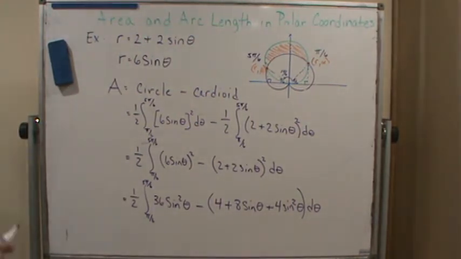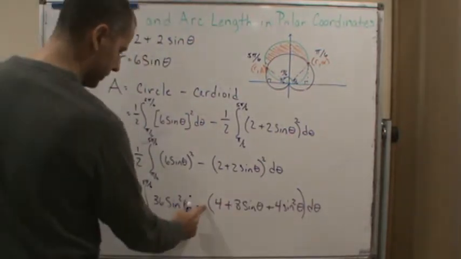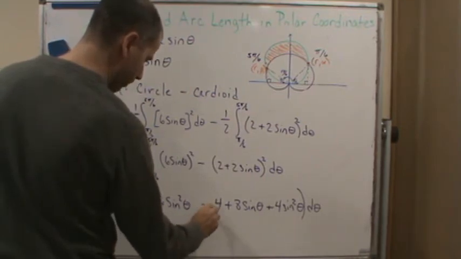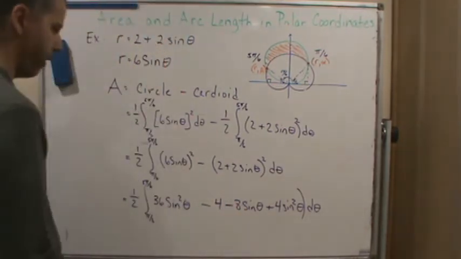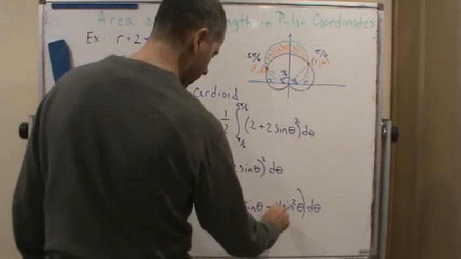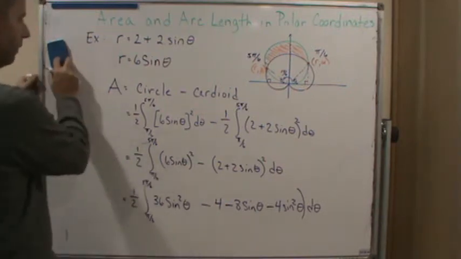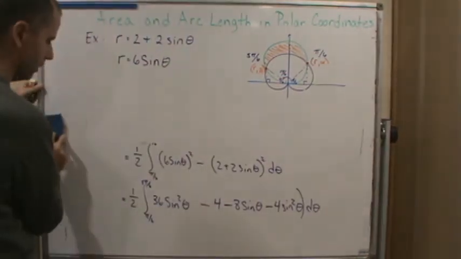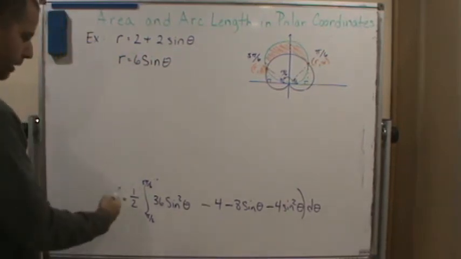Okay. So now I'm going to distribute the subtraction and drop the parentheses. So this is going to become minus 4 minus 8 sine theta minus 4 sine squared theta. Okay, so now let's go back up here and see where we're at.